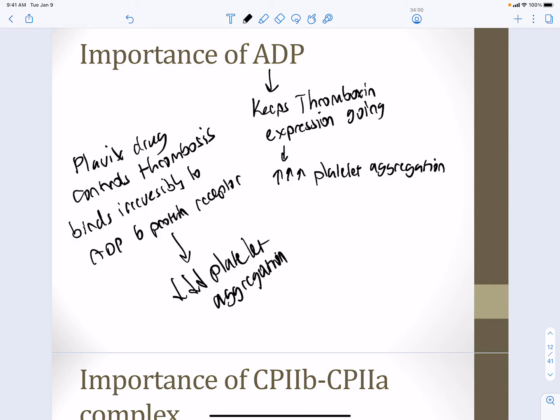So Plavix is going to be used for any of the peripheral vascular and cerebrovascular diseases, as well as coronary artery disease.